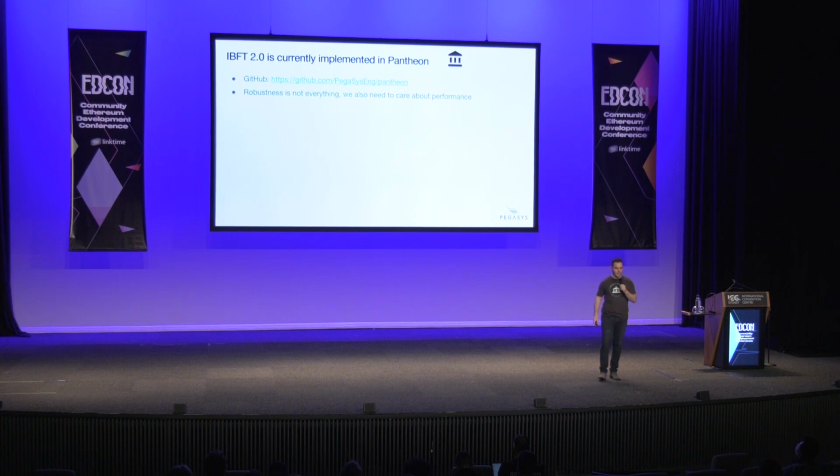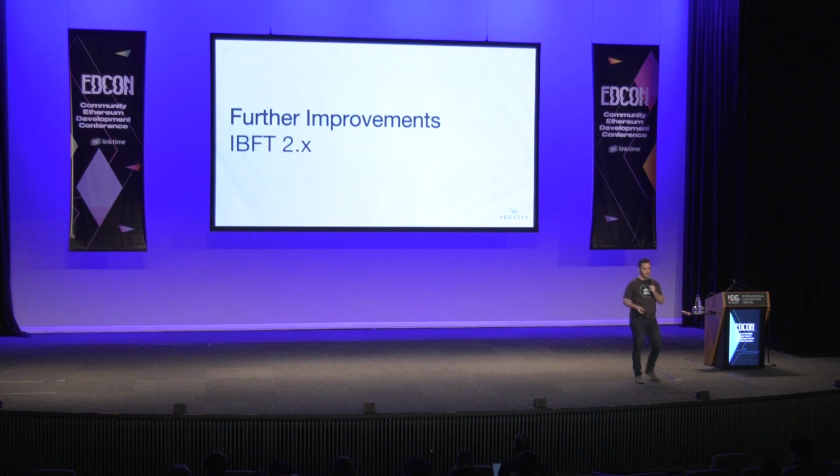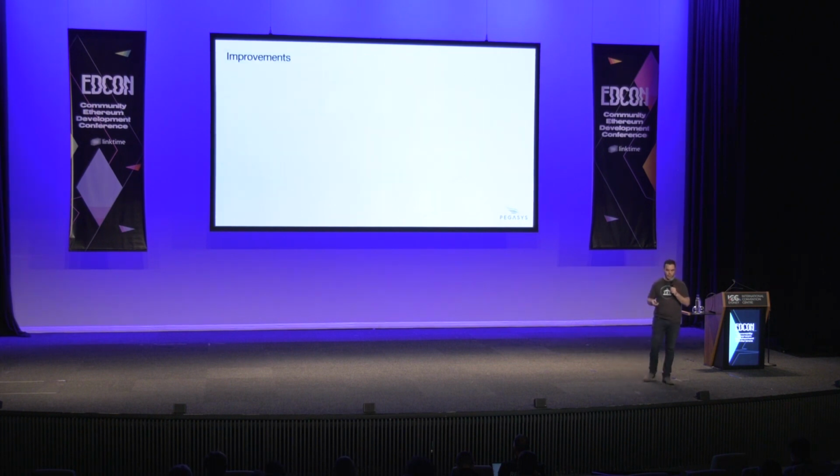But as I said before, robustness is not everything. We also need to care about performance. And this is where what I call IBFT 2.x comes into play. There are two important improvements. The first one, as I mentioned before, is reducing the minimum number of phases from 3 down to 2. This is what I call very low block latency. And the other one is about reducing the message size. Let's look at the first one.